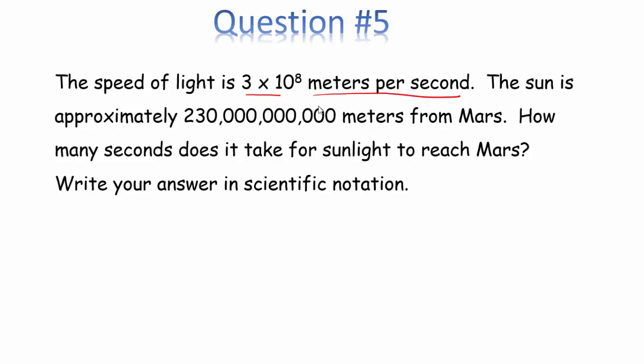The sun is approximately hundreds, thousands, millions, billions, 230 billion meters from Mars. So the sun is 230 billion meters from Mars. How many seconds does it take for sunlight to reach Mars? Write your answer in scientific notation.